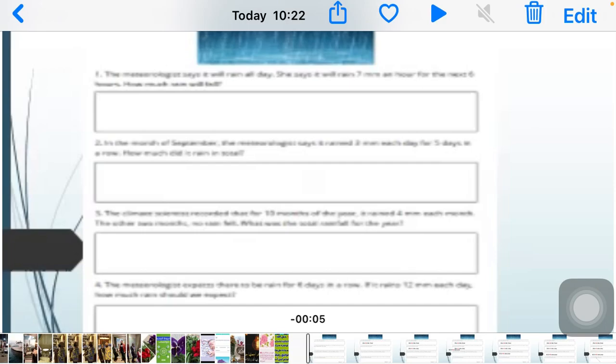Okay, number one, the meteorologist says it will rain all day. She says it will rain 7 millimeters an hour for the next 6 hours. How much rain will fall?